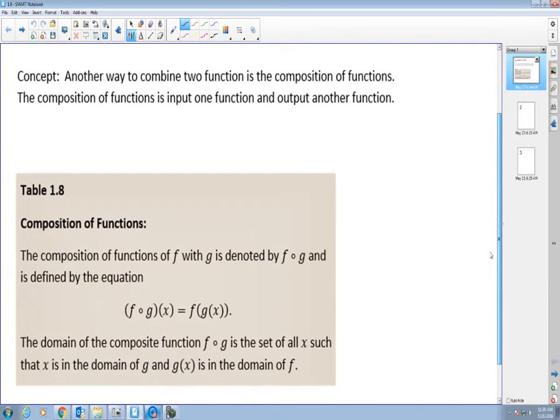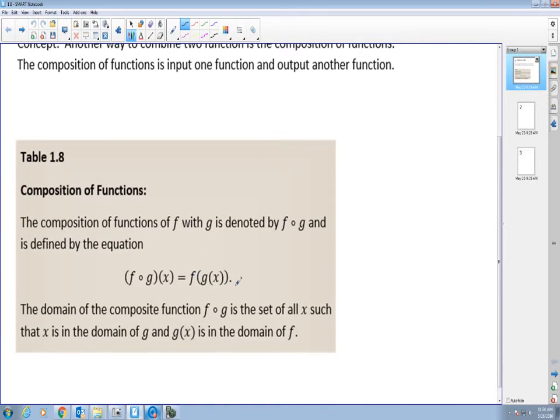Alright. So let's say the composition of function f with g will be denoted as f of g. And you define it as f of g of x is equal to f of g of x. So what you notice here in this table is the function g, the entire function g, is going to be substituted into function f.